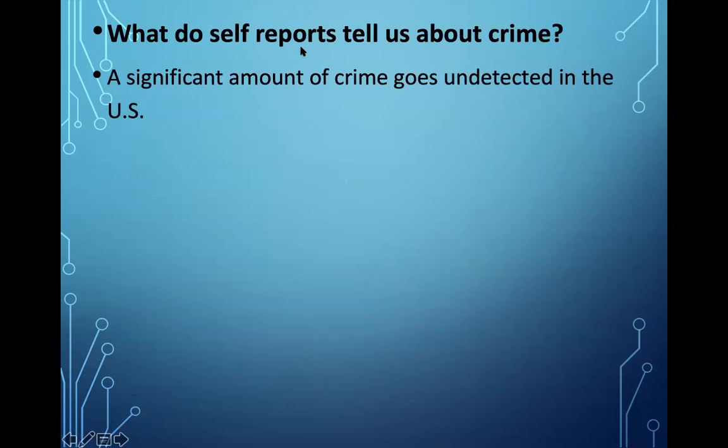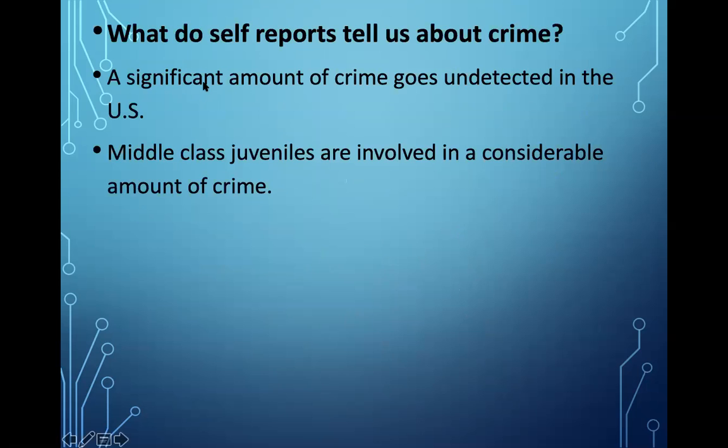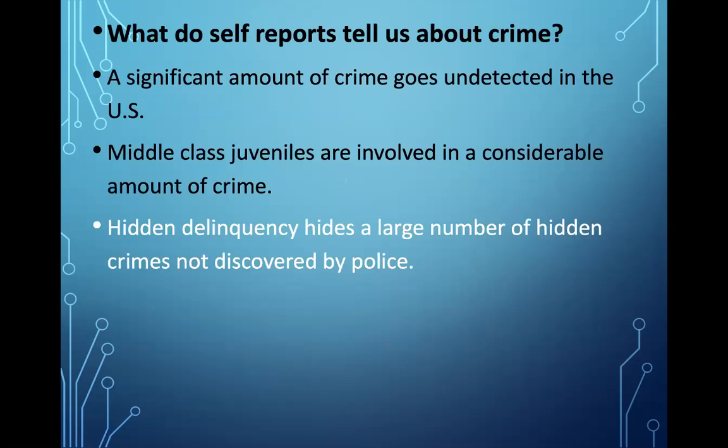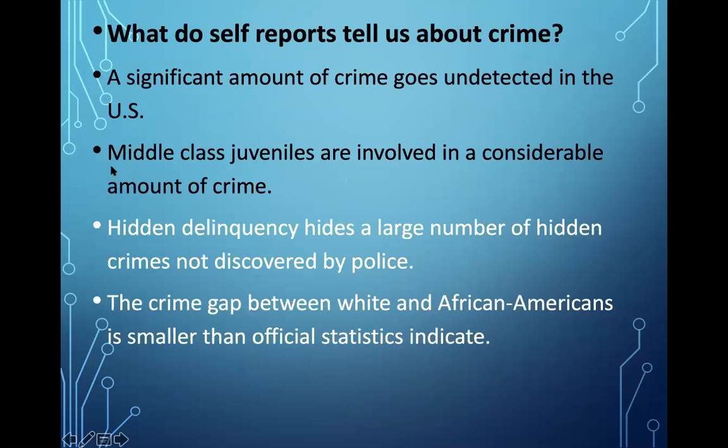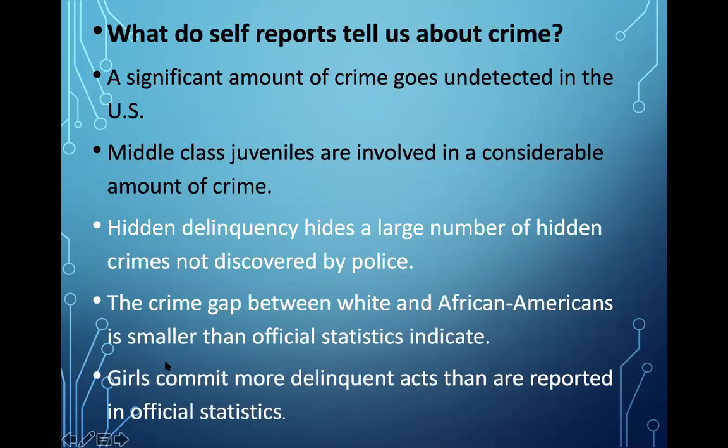So why are self-report studies important, and what are their findings? Self-reports tell us a significant amount of crime goes undetected in the United States. Kind of scary, huh? That middle-class juveniles are involved in a considerable amount of crime. That hidden delinquency hides a large number of crimes not discovered by police. That the crime gap between white and African Americans is smaller than official statistics indicate. And that girls commit more delinquent acts than are reported in official statistics.